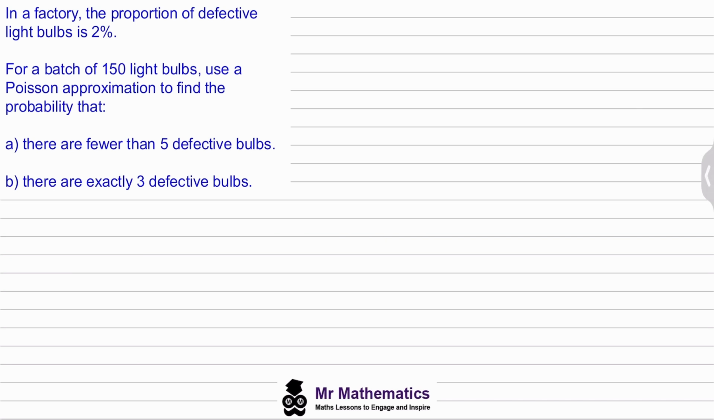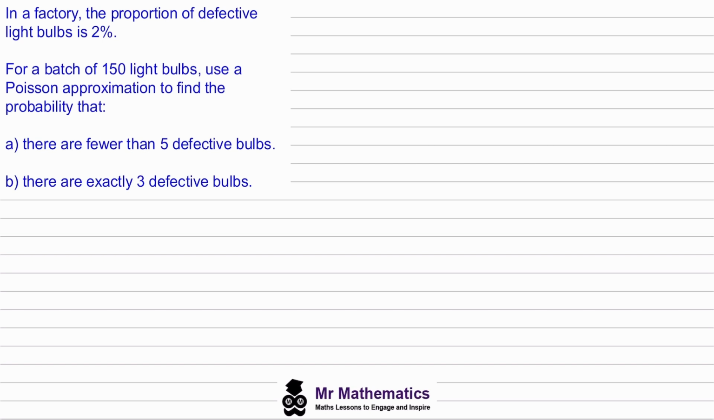So in this question, we're told that in a factory, the proportion of defective light bulbs is 2%, and for a batch of 150 light bulbs, we've been asked to use a Poisson approximation to find the probability that there are fewer than 5 defective bulbs, and then for part B, that there are exactly 3 defective bulbs. So do you want to try this question yourself? You can pause the video, and when you come back, we'll go through the worked solution.